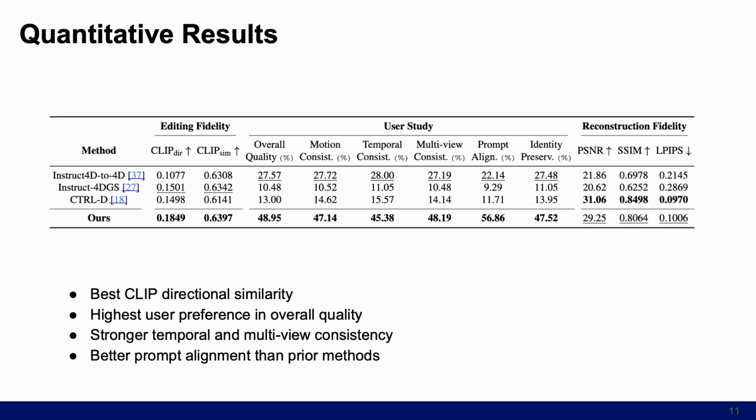Quantitatively, Dynamic-eDiTor achieves the best CLIP directional similarity, indicating stronger alignment with the target text instruction. In the user study, our method is also preferred over baselines across multiple criteria, including overall quality, motion consistency, temporal consistency, multi-view consistency, and prompt alignment. These results show that Dynamic-eDiTor achieves a better balance between semantic editing quality and spatiotemporal consistency.